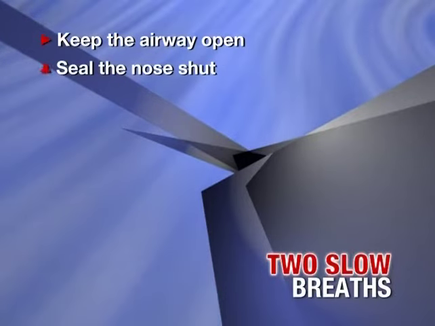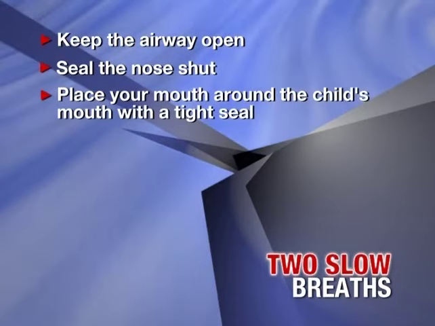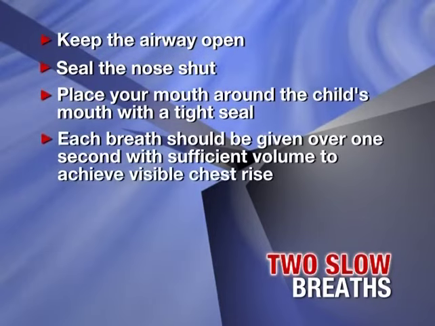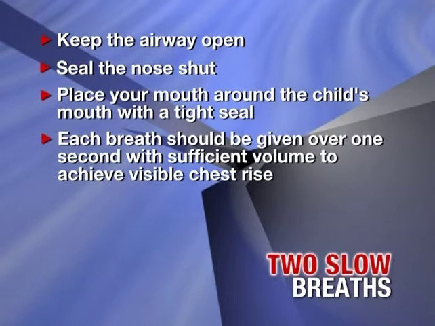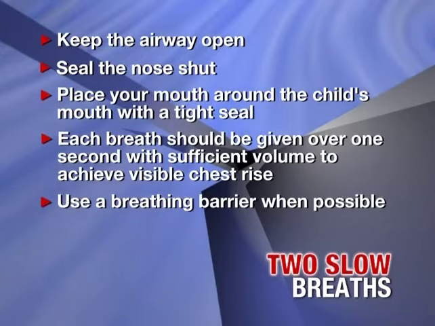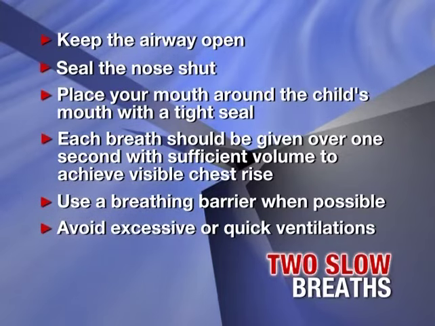Seal the nose shut. Place your mouth around the child's mouth with a tight seal. Each breath should be given over 1 second with sufficient volume to achieve visible chest rise. Use a breathing barrier when possible. Avoid excessive or quick ventilations, as this may cause the child to vomit.